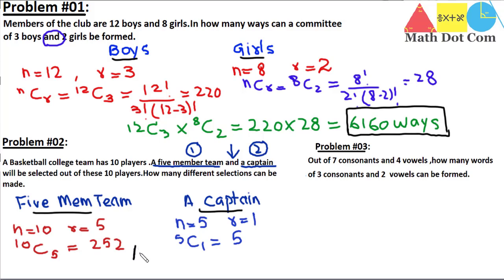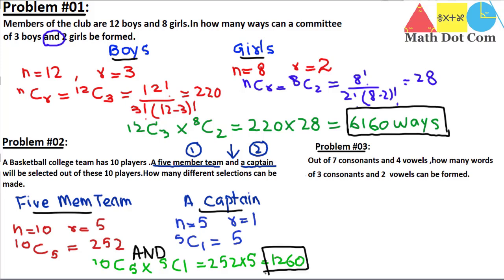Now the "and" word is here. Similarly in problem number 1, we were having the "and" word. It means we have to multiply the combinations or the different ways of both the 5-member team and a captain. So we have to multiply them together as 10C5 multiplied by 5C1 equals 252 multiplied by 5, that will be equal to 1260 ways. It means there are 1260 different ways of selecting a 5-member team and a captain.